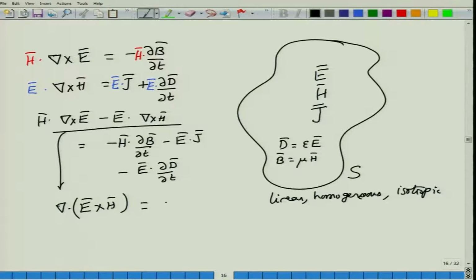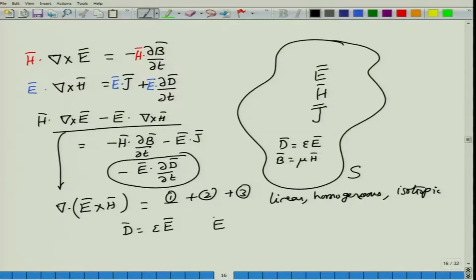On the right hand side you have the 3 terms. So, term 1 plus term 2 plus term 3. The first term is H dot del B by del T, the second term is E dot J, the third term is E dot del D by del T. Let us look at this term a little more carefully, the E dot del D by del T term. I know that D is equal to epsilon times E, therefore, E dot product with del D by del T can be written as E dot del E by del T, and epsilon actually comes out because I am assuming epsilon to be a constant.